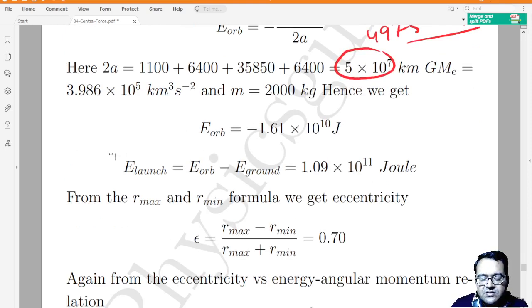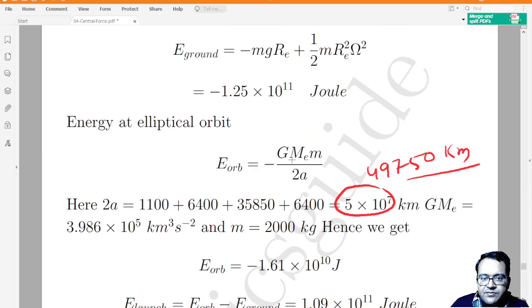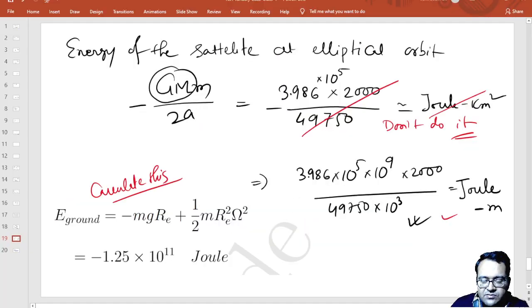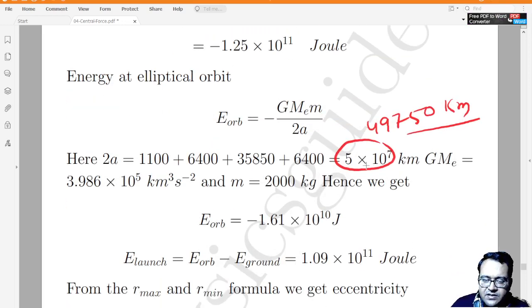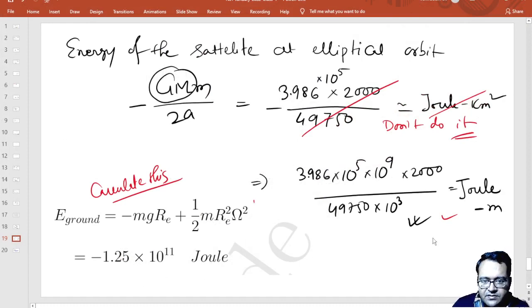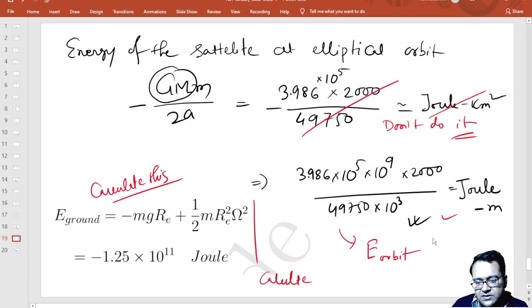So launch will be orbit minus ground, like this. This will be minus 125 into 10 to the power minus 11. Be careful with this. Do this. Don't just believe this data in the solution. There might be a little bit of a problem as we approximated this in the notes a little bit. So calculate this and verify. That is E orbit. Now calculate and verify. This will be the first part.